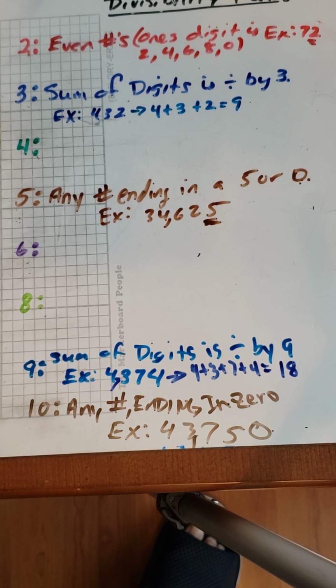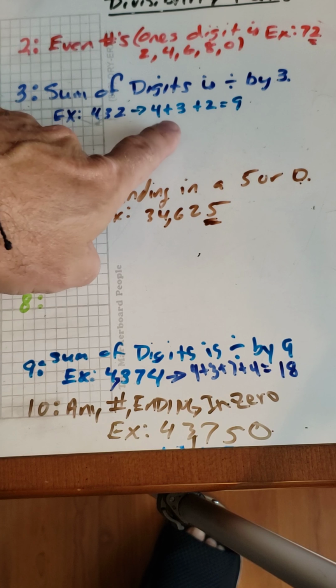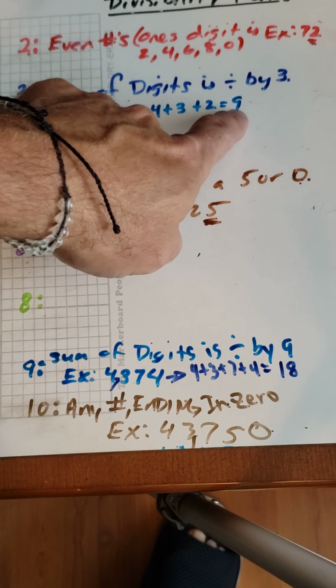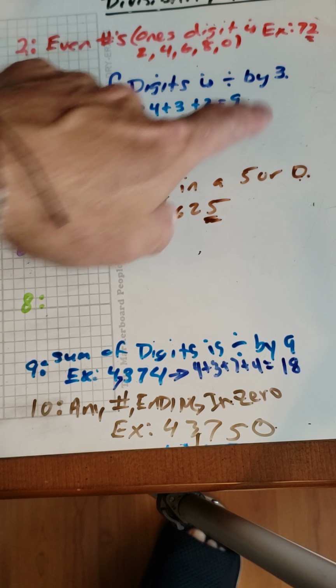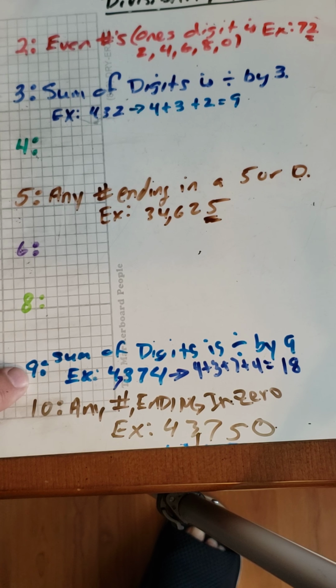And in fact, for all numbers, if a number is divisible by 9, it will always be divisible by 3. So if 9 works, then 3 works. If 3 works, that doesn't mean that 9 works. It might work, it might not. For example, here, I added these numbers together and it equaled 9, so that means 432 is divisible by 9.